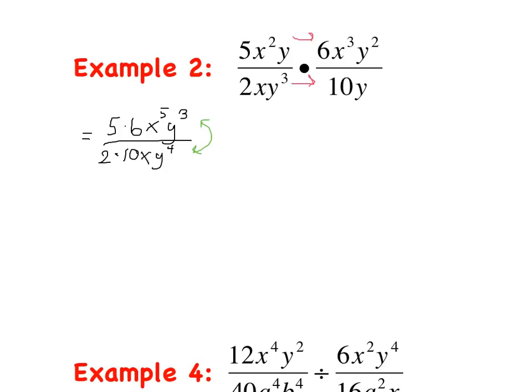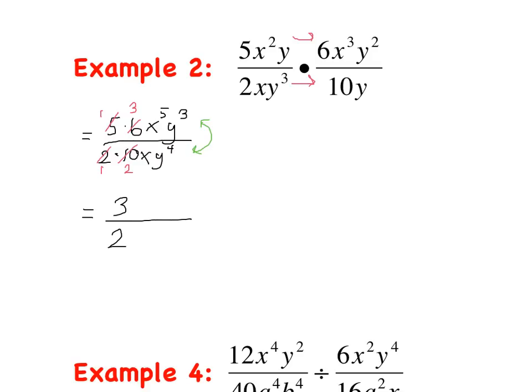5 times 6 divided by 2 times 10. Well, I noticed that 5 and 10 have a 5 in common. So I'll divide each by 5, and that's going to leave me with a 1 and a 2 in the denominator. 6 and 2 also simplify. They have a 2 in common, so that's going to be a 1 and a 3. Okay, so if I rewrite this, 1 times 3 is going to be a 3 in the numerator. 1 times 2 will leave us with a 2 in the denominator.